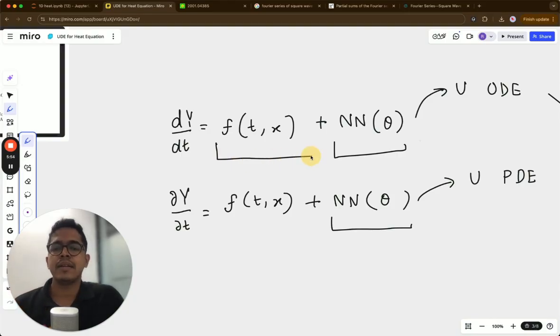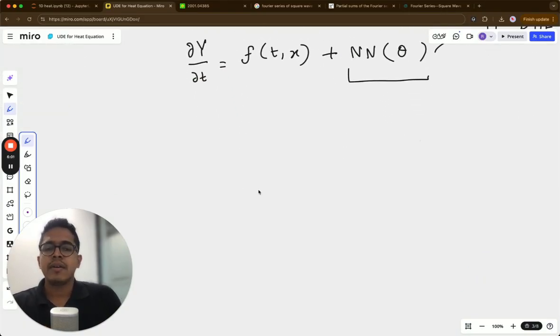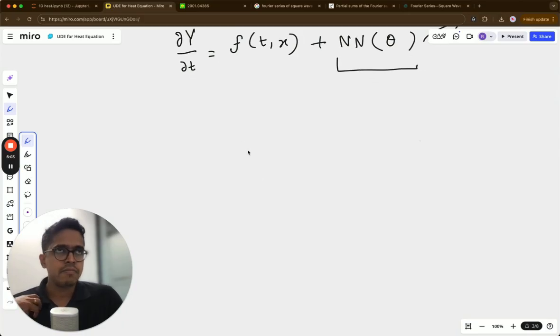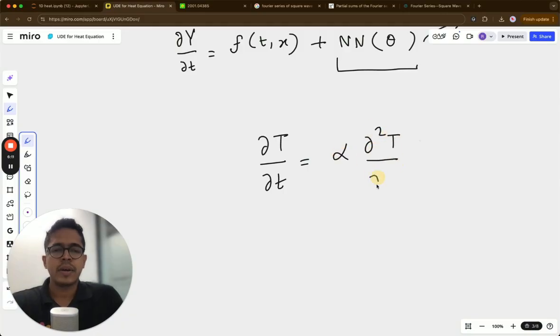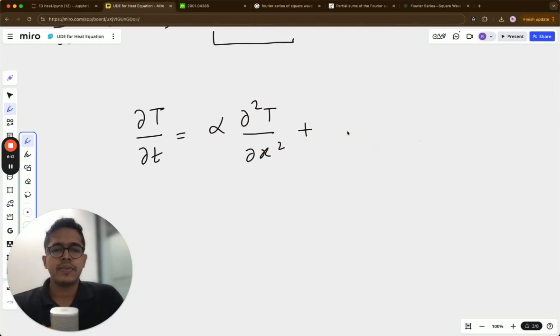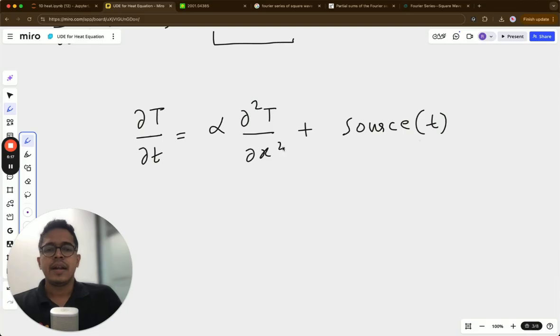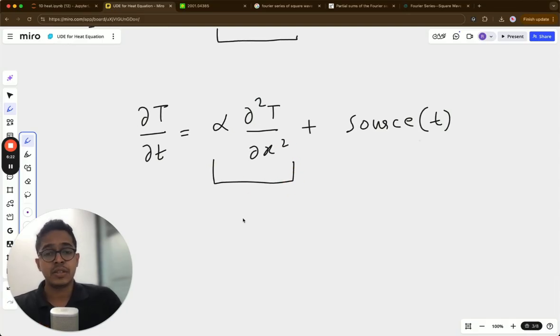So this is the idea behind universal differential equations, where you know the phenomenon partially, you know the mathematical description of the phenomenon by f of t comma x. So this could be, let's say, heat transfer. So ∂T/∂t, the rate of change of temperature with respect to time, is alpha ∂²T/∂x² plus some kind of source term, which is unknown, right? Now here, this part, which is called the diffusion part of the temperature, is known. So here you are using a mathematical structure.